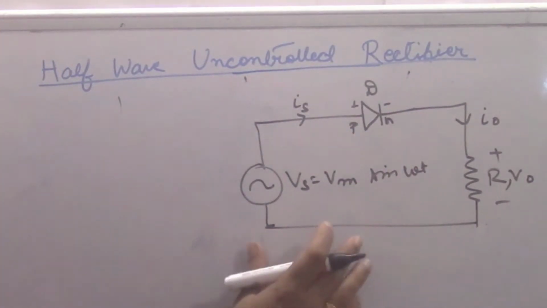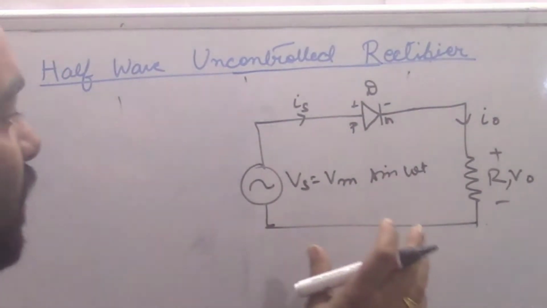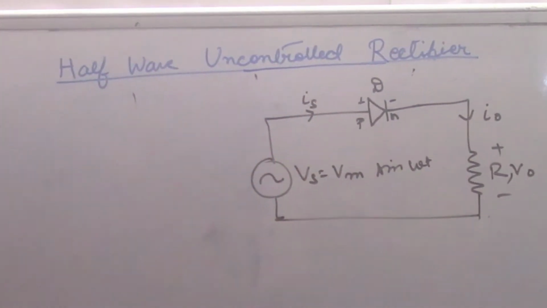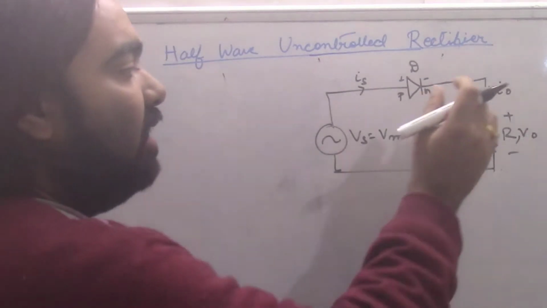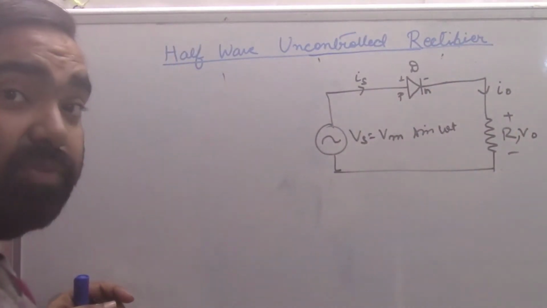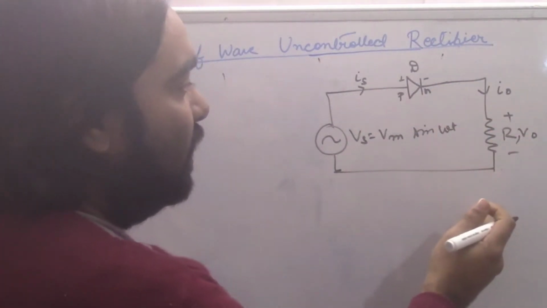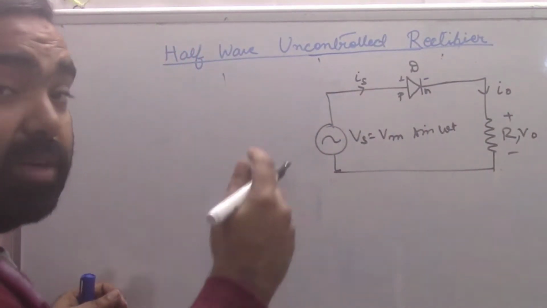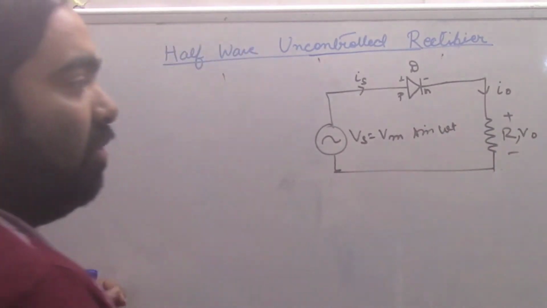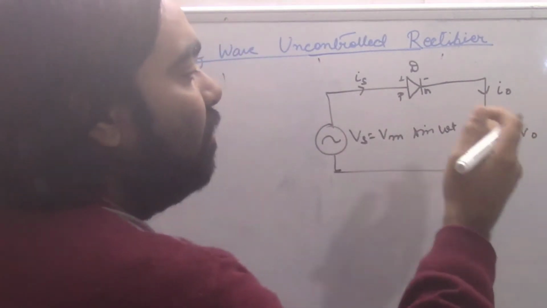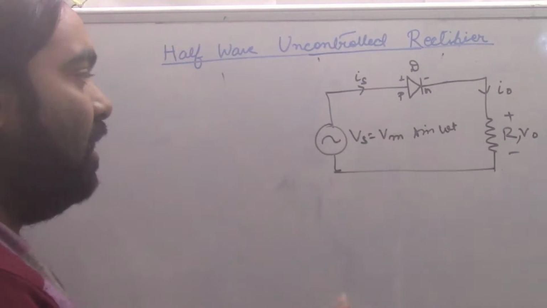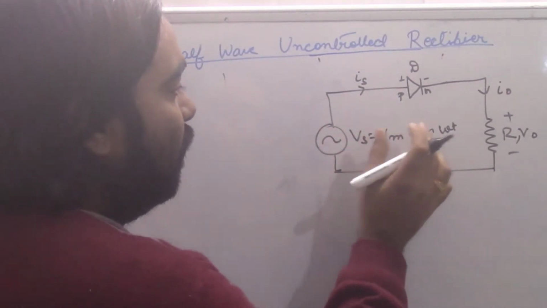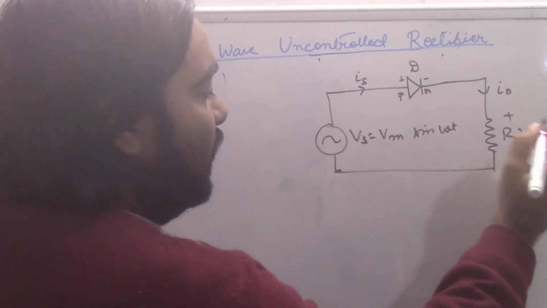First case is like this. Here we are supplying a simple voltage, a diode is connected and one resistive load is connected, and we will analyze one by one what factors will affect this load. What will we get at the load side, what type of waveform will we get, and what are the performance parameters. First, let's see the output waveform.